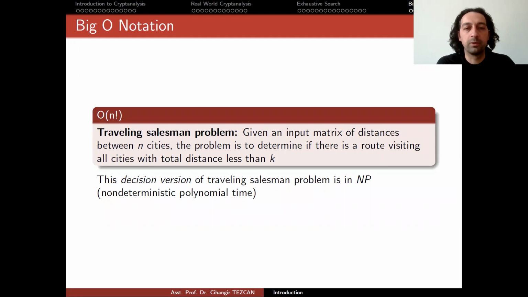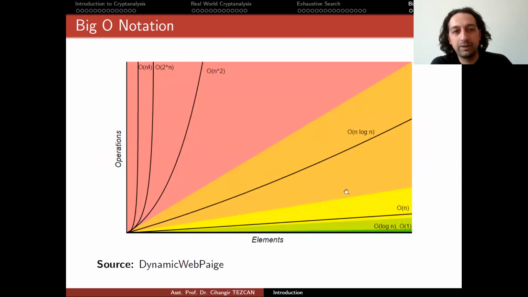But it is beyond the scope of this course. So here's a graph. As you can see, we have constant time or logarithmic time algorithms. For instance, binary search is a logarithmic time algorithm, so you can easily search a value in a sorted table. Polynomial time algorithms are here: O(n log n) here, n squared here. Exponential time algorithms here, and when you move on to the factorial, it converges to infinity very fast.